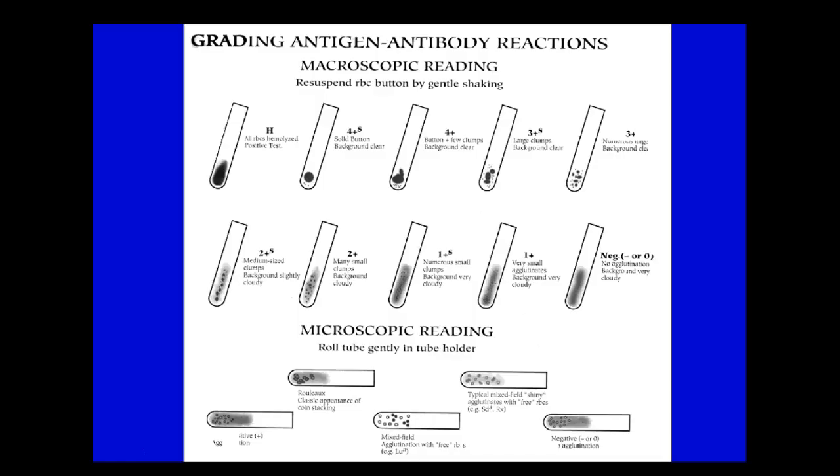Here's what that's going to look like. I know it's kind of an archaic picture, but it's a good one. So when you have a 4+, you're going to have a big clump of cells. 3+, you're going to see some large aggregates here. 2+, you're going to kind of see a cloudy background, but you're going to have a lot of little clumps going on. 1+, very cloudy background. Negative, it's all homogeneous.